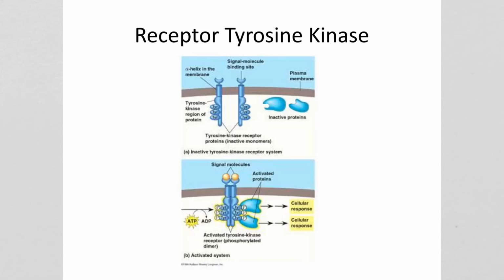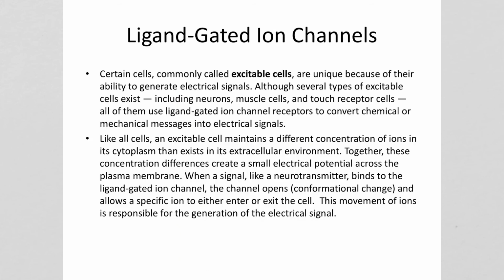So here we see a receptor tyrosine kinase. Notice we have these two neighboring receptors. When the ligands bind, they attach, they form that dimer. Each one of these locations at the bottom can phosphorylate different proteins, activating multiple signal transduction pathways at one time, causing fast, large responses. Another type of receptor is the ligand-gated ion channel.